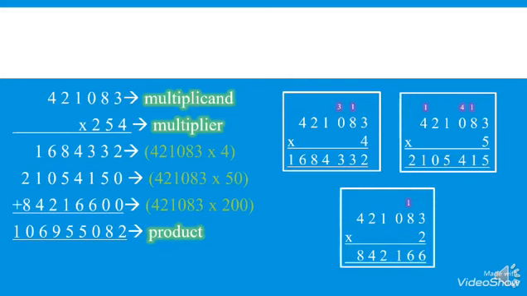5 zeros are 0 plus 4 will be 4. 5 1s are 5. 5 2s are 10. You will write 0, 1 will be carry. 5 4s are 20 plus 1, 21.